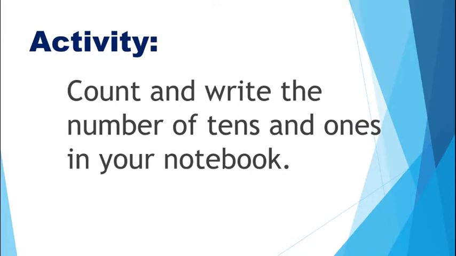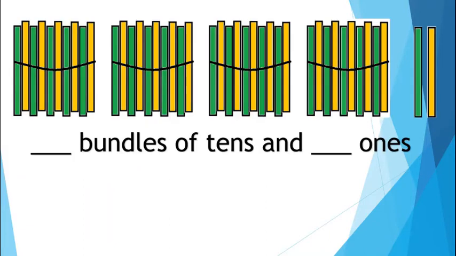So this would be our instruction for our activity. Count and write the number of tens and ones in your notebook. So let's have the first activity. It's asking for how many bundles of tens and ones. Okay, always remember the bundle of tens represents 10 popsicle sticks.